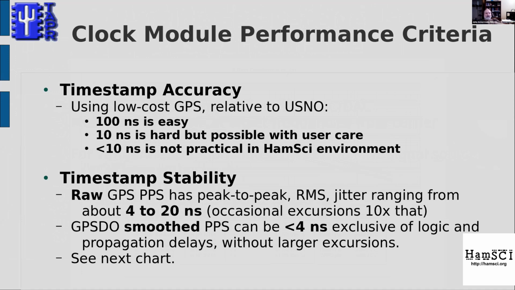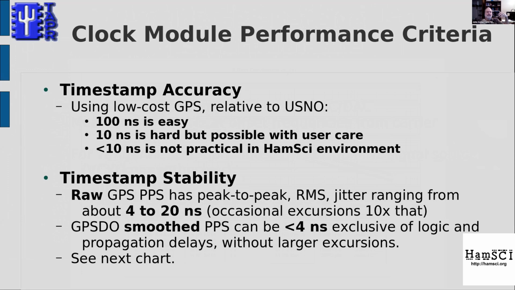Now, the raw timestamp: how much noise there is on that pulse per second signal depends on the receiver you use. There's about 4 to 20 nanoseconds of peak-to-peak noise that we'll see on that signal. So that may or may not be sufficient for the timestamp that gets put on the data. And there could be occasional excursions that are 10 times that much.